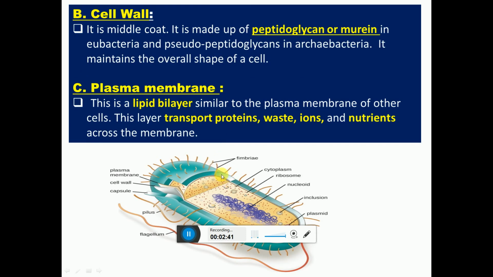The next, the middle one, is the cell wall. It is rigid, the middle coat. It is made up of peptidoglycan, or murein, in eubacteria, as well as pseudopeptidoglycan in archaeobacteria. It maintains the overall shape and size of the cell. Inner to the cell wall, the innermost, is the plasma membrane. This is a lipid bilayer similar to the plasma membrane of the eukaryotic cell. This layer transports proteins, waste, ions and nutrients across the membrane. So you can see these three layers. Outermost is the capsule or slime layer, the middle one is the cell wall, and the innermost is the plasma membrane.